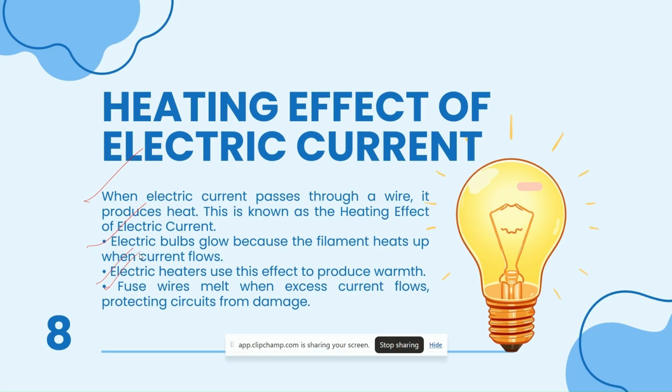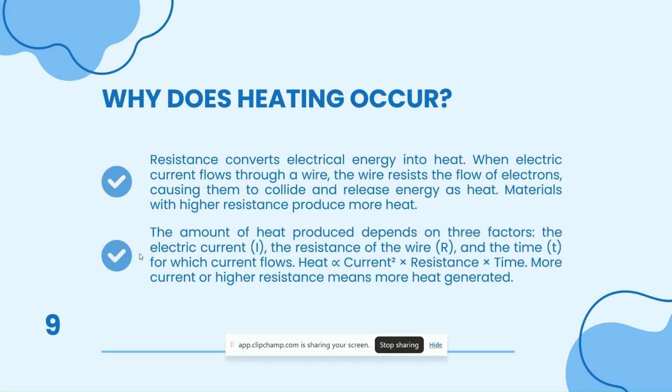So why heating effect of electric current? That means when electric current passes through a wire, it produces heat. This is known as heating effect of electric current. Why does heating occur? What is the reason behind it? Resistance converts electric energy into heat. When electric current flows through a wire, the wire resists the flow of electrons, causing them to collide and release energy as heat. Materials with higher resistance produce more heat.